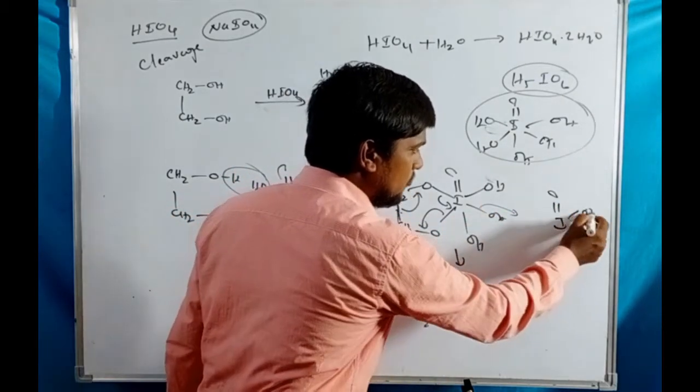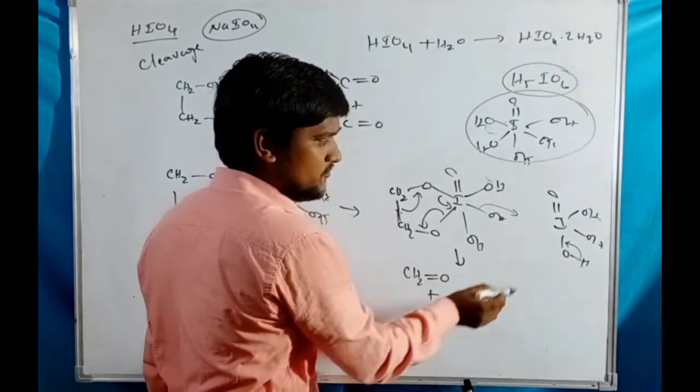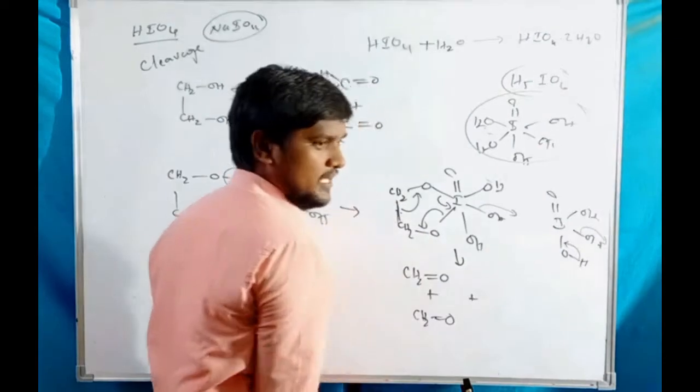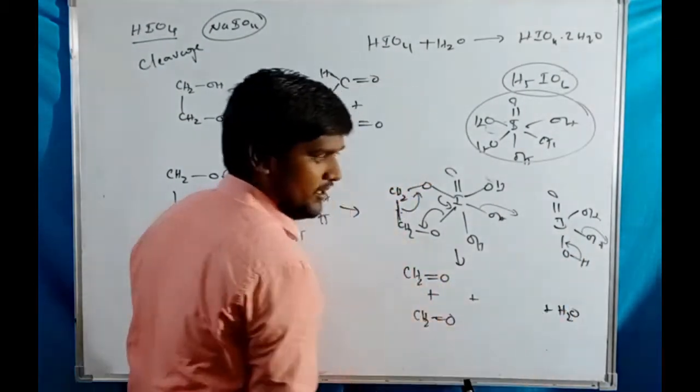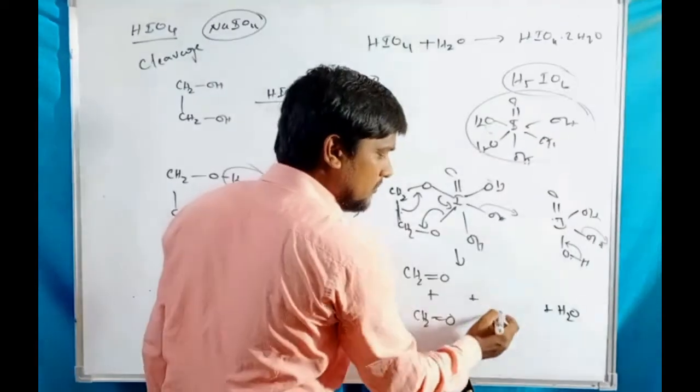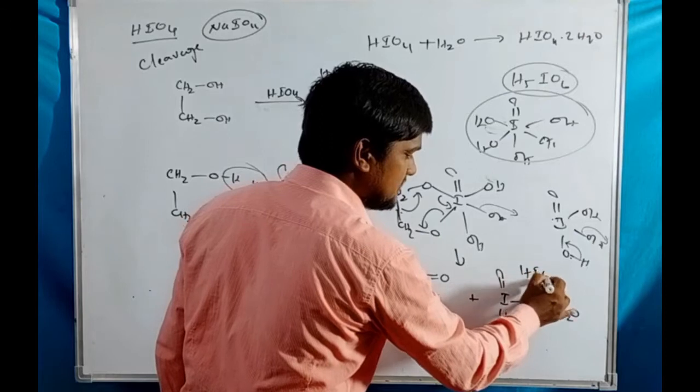the I double bond O, OH. So here the bonded two electrons will shift towards the iodine atom, then OH is eliminated. OH minus will abstract the proton, then these two are eliminated as a water molecule. Now here I double bond O, double bond O, OH. Simply it is called HIO3.